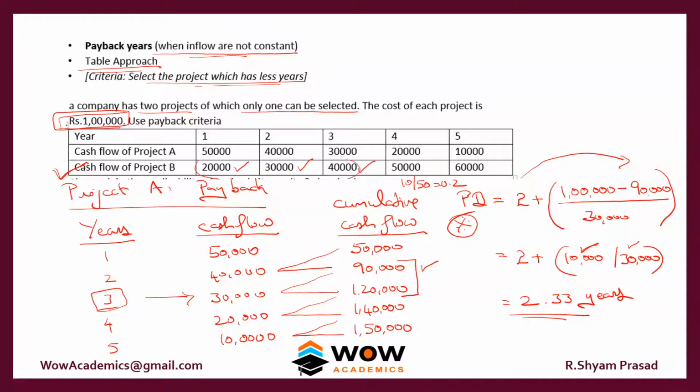From here to here you have recovered 90,000. In the fourth year you have to just recover 10,000, but you get 50 in the fourth year. So just 0.2 of the 4th year is required. So project B should ideally take you 3.2 years to recover the amount. That is the payback for project B. You try to work this out and get the answer. Okay, we will move on to the next problem.